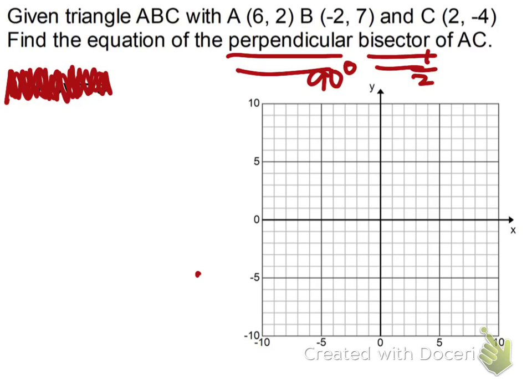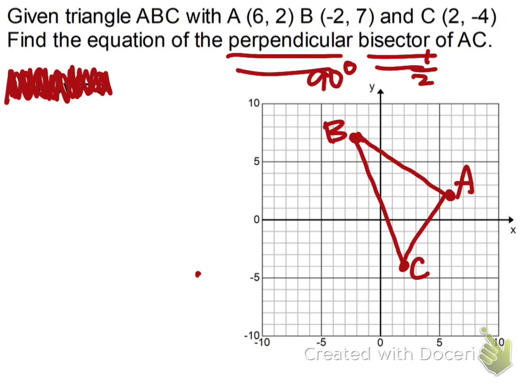Okay, so I need to first plot those 3 points. If I do this too fast for you, just pause it. And just make sure when you are plotting these points that you do label them. Okay, so you should have A, B, and C here, and I am just going to go ahead and connect these so I can get a better idea of this triangle here.